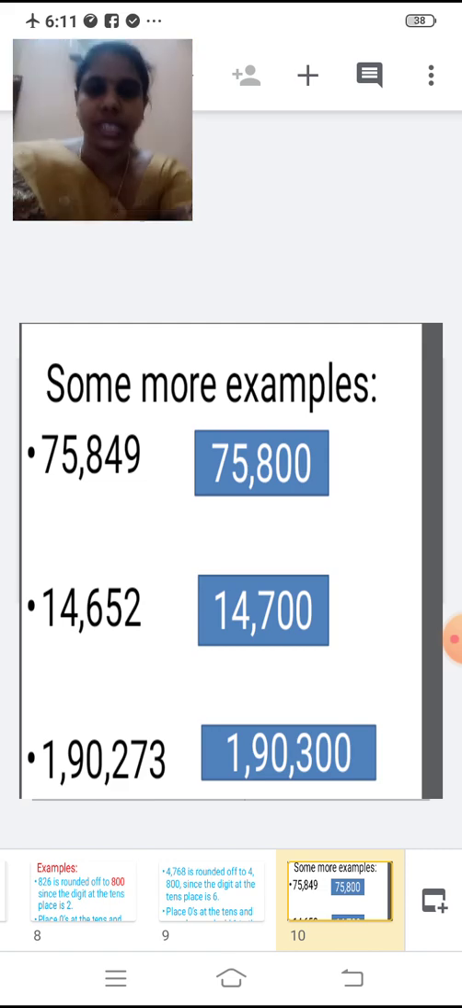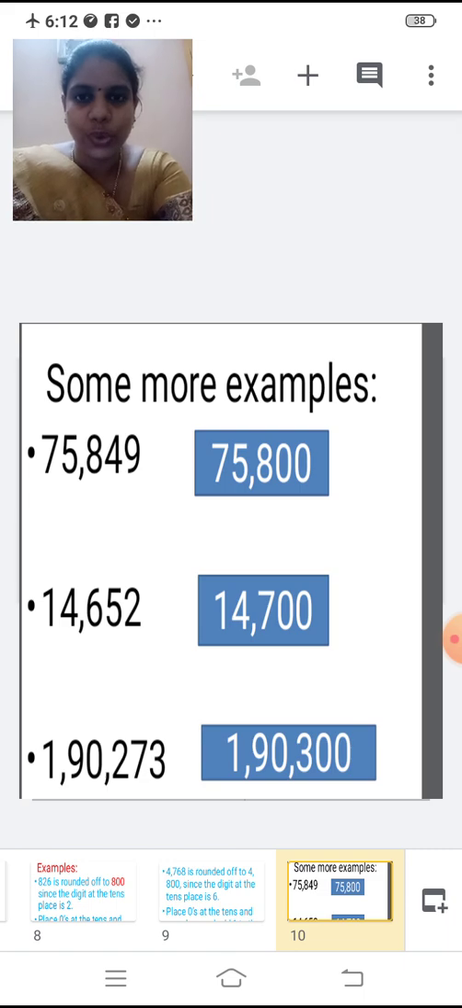Some more examples. We'll see some more examples now. First one, 75,849. Now we are going to round off to the nearest 100. So we have to see the digit at the tens place. What digit are we having at the tens place? See that number and tell me. Yes, 4. If it is 4 or less than 4, we have to place zeros at the ones and the tens place, isn't it? So 0, 0.